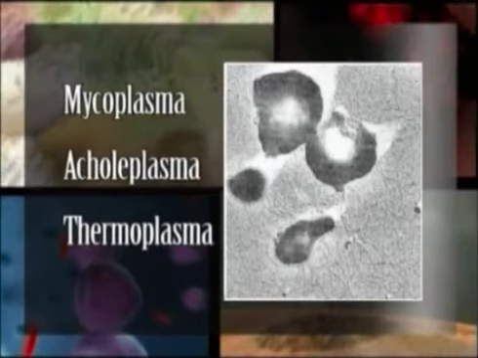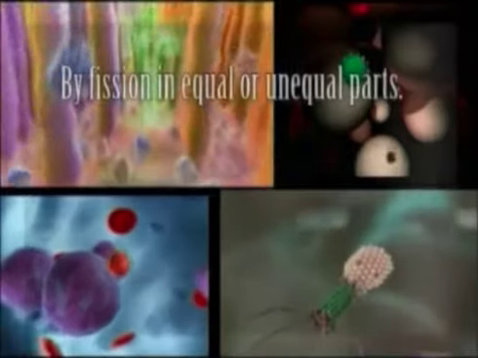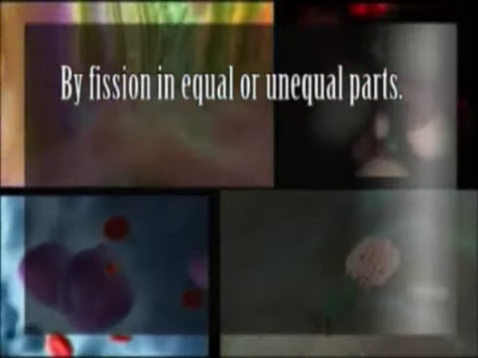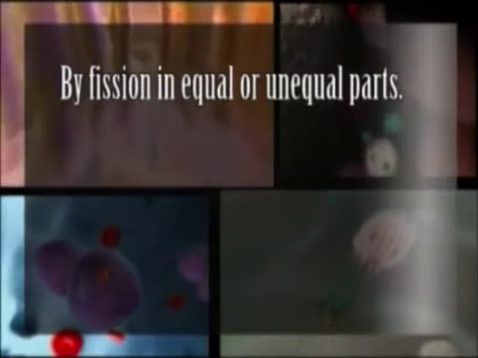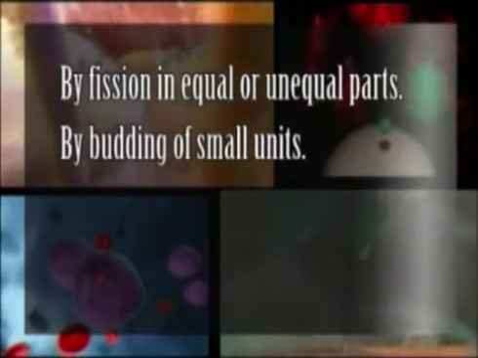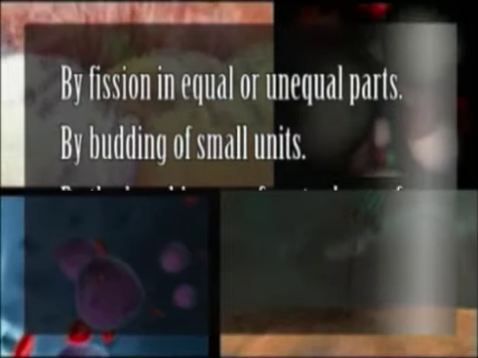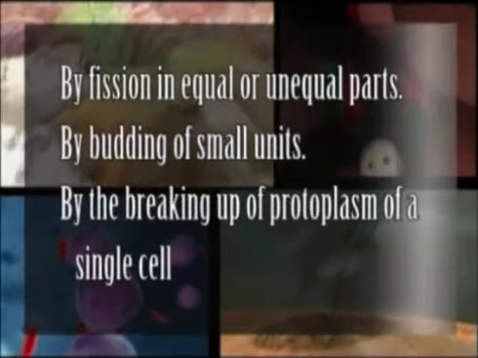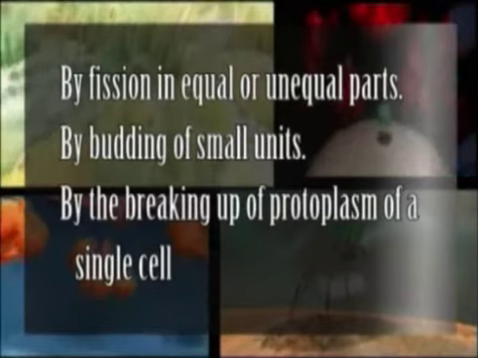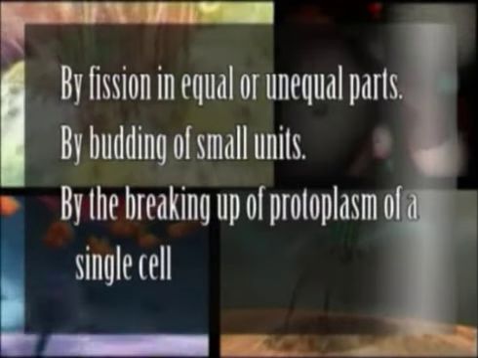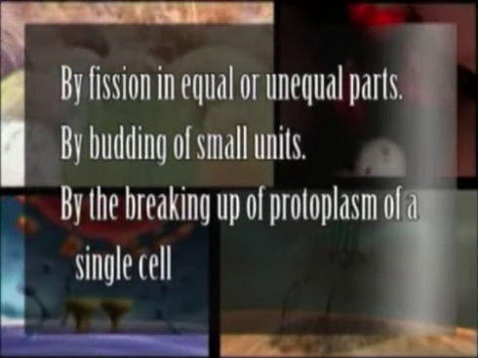Three types of reproduction have been described in mycoplasmas. Number 1, by fission in equal or unequal parts. Number 2, by budding of small units. Number 3, by breaking up of the protoplasm of a single cell into numerous small units called elementary bodies. The elementary bodies are the smallest known cell forms.